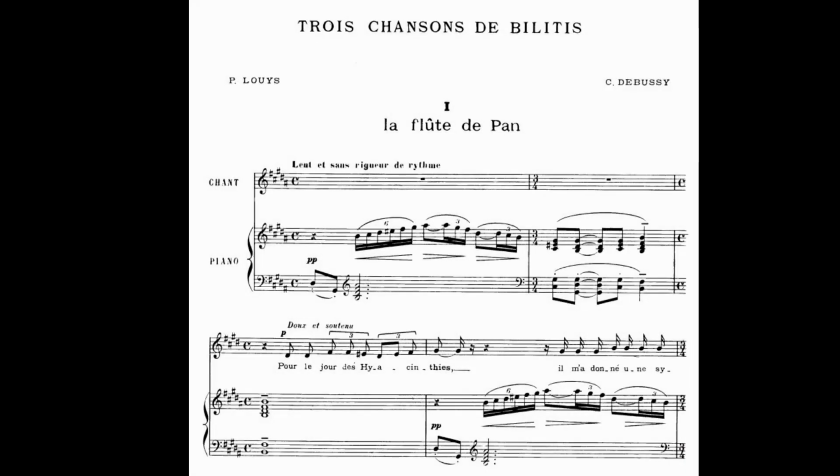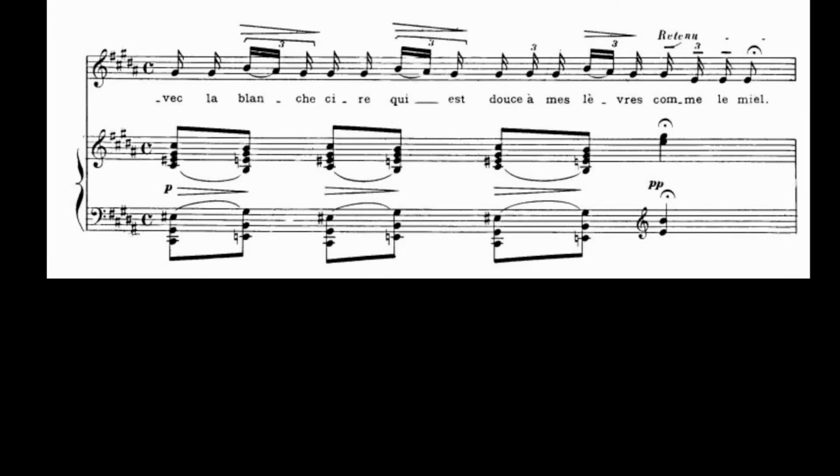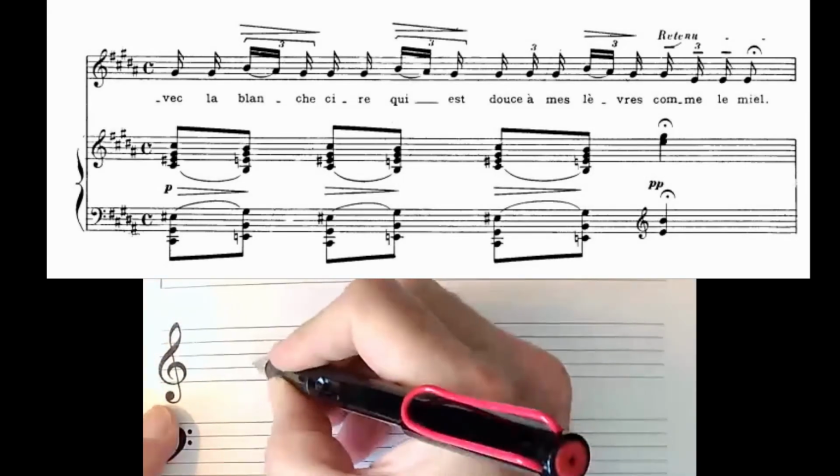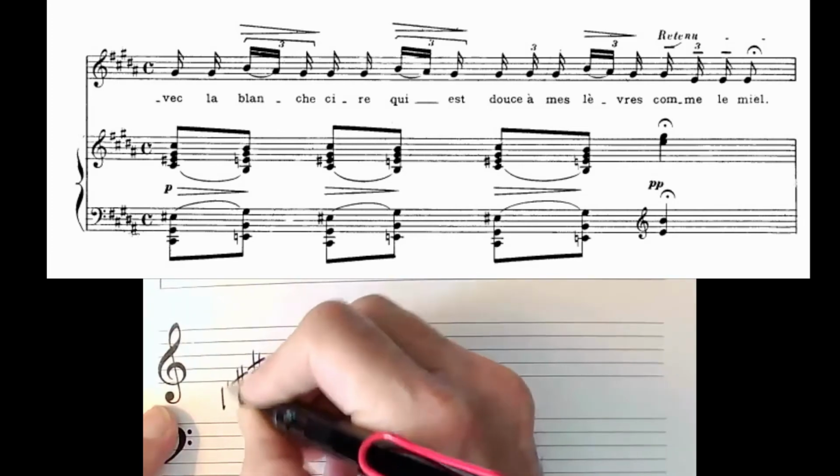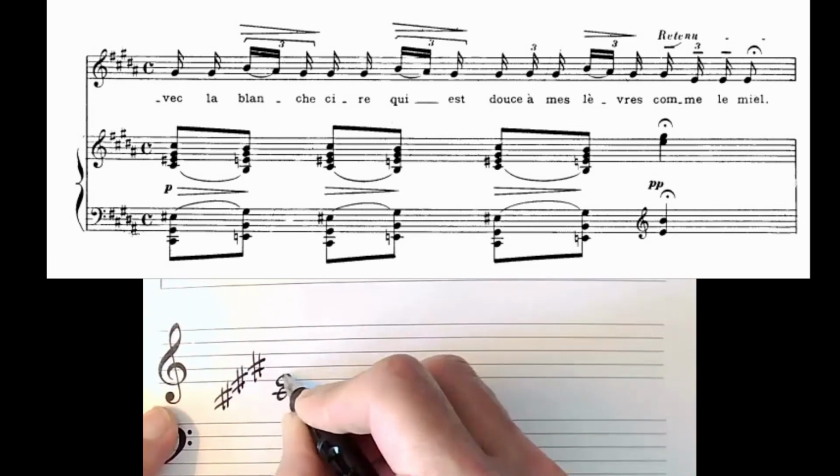Here's another example, the Trois Chansons de Debussy. This is the piece called La Flute de Pan, or Pan's Flute. A few measures in, we see the progression of C sharp major moving to E major. Not a diatonic progression, but it is a chromatic third relationship.